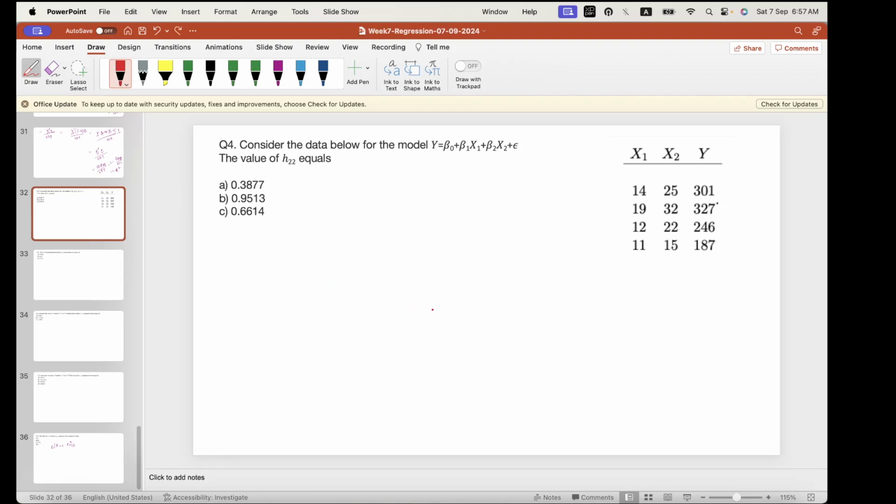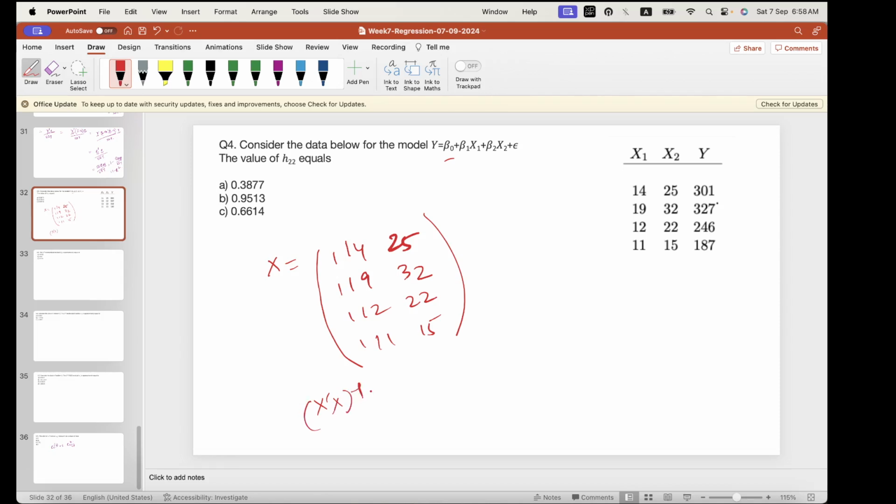Alright, so the X matrix here is 14, 25, 19, 32, 12, 22, 11, 15, and we have an intercept, so here we'll have 1, 1, 1, 1. Alright, so this is my X matrix. Now we'll have to find out X transpose X inverse.